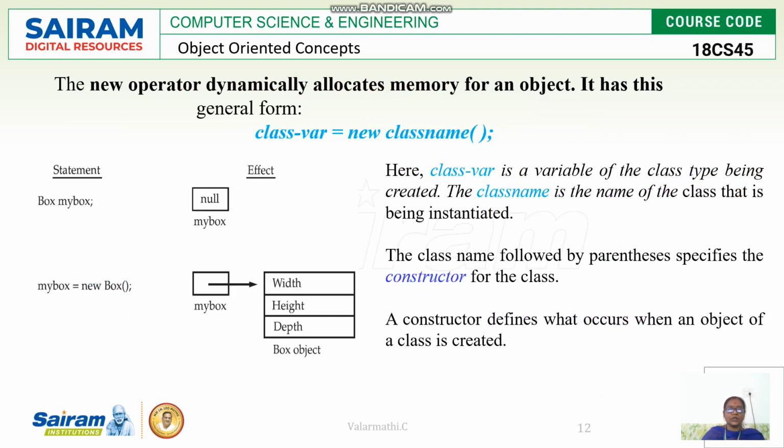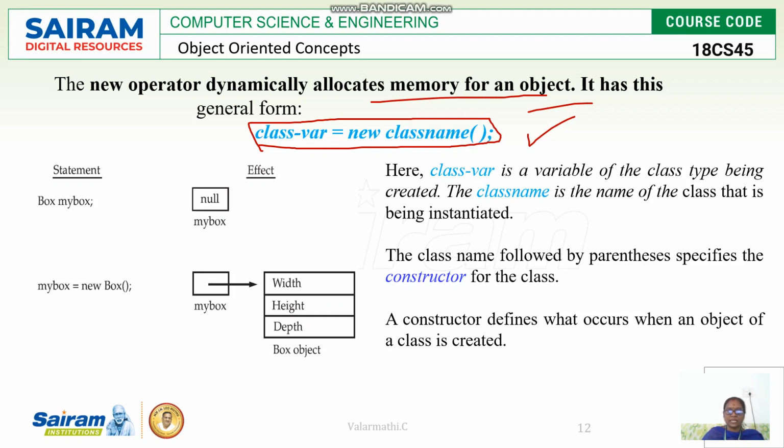The new operator dynamically allocates the memory of the object. It has the general form: class-var = new classname. Here class-var is the variable of the class type being created, and classname is the name of the class that is being instantiated. So mybox equals new Box. This is the general format of allocating a new class object in Java.